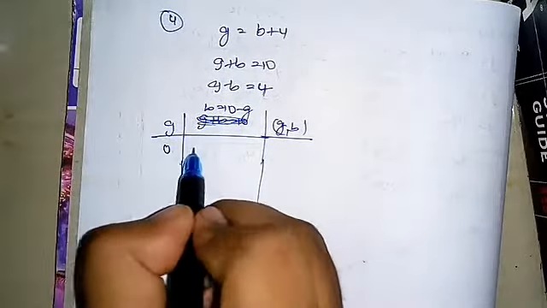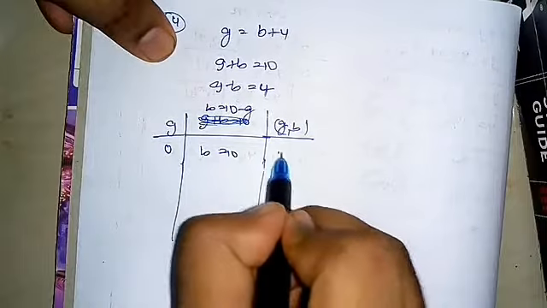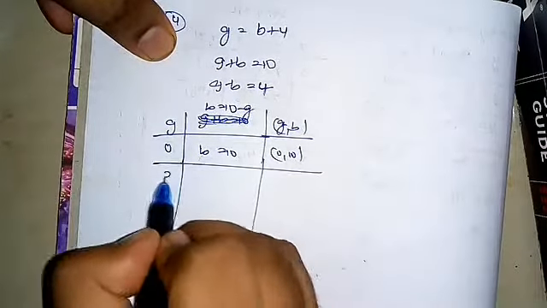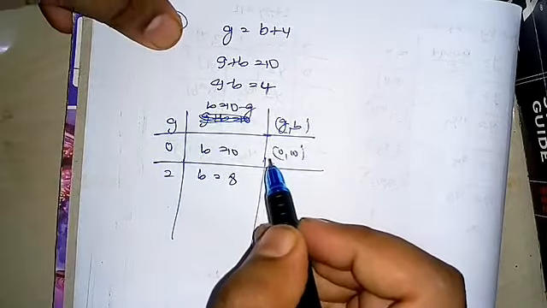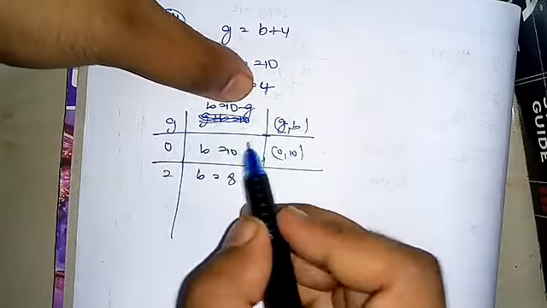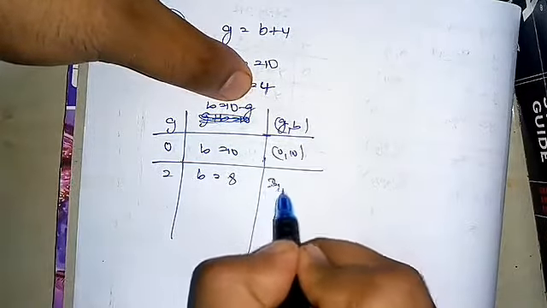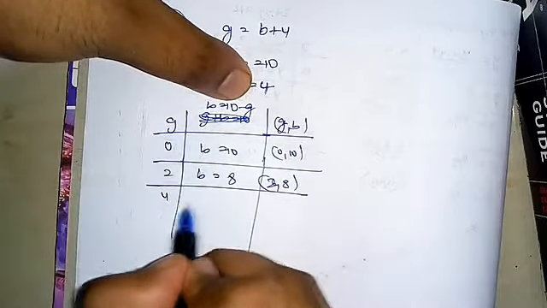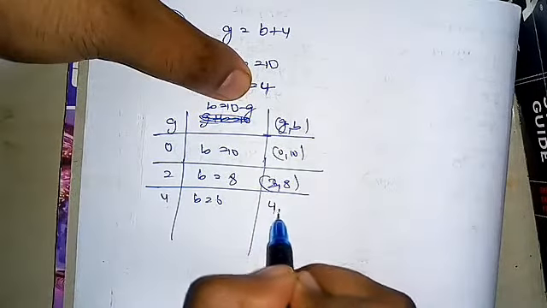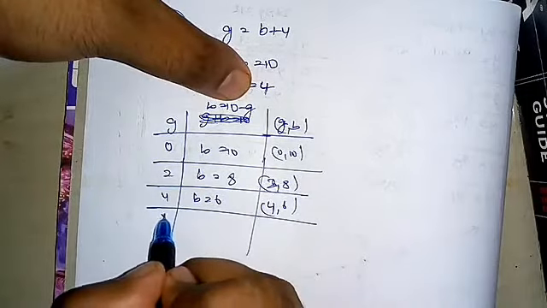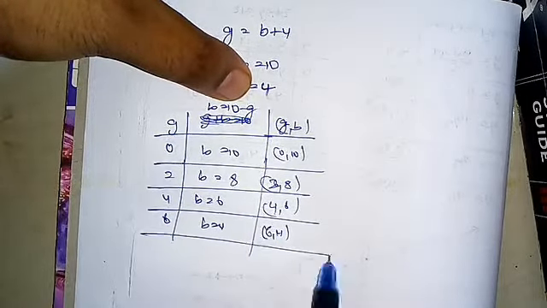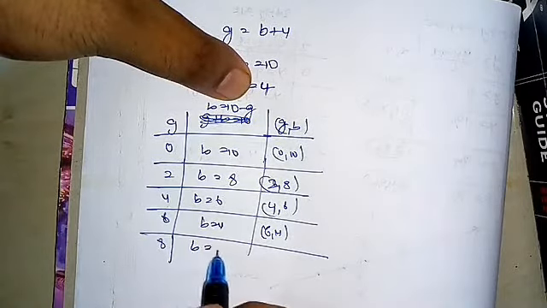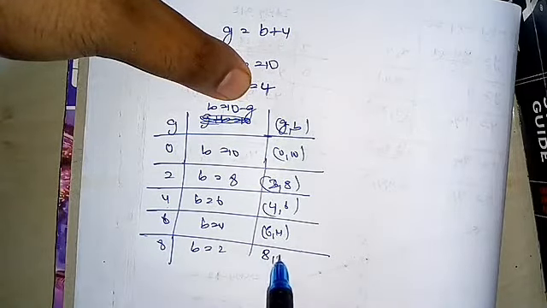So G is equal to 0, B will be 10. So 0 comma 10. For G equal to 2, B will be 8, that is 10 minus G. So it will be 2 comma 8. For 4, B will be 6, 4 comma 6. For 6, B will be 4, 6 comma 4. For 8, B will be equal to 2, 8 comma 2.